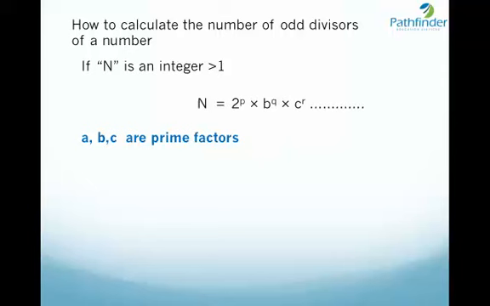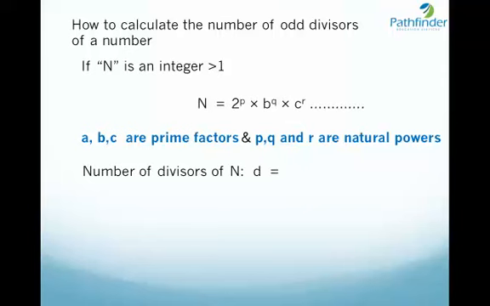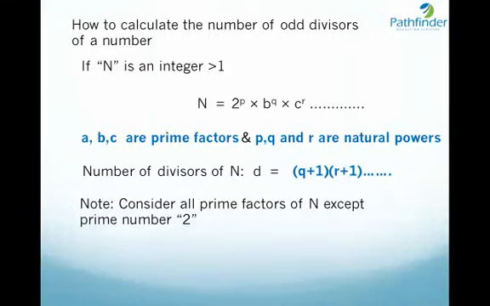Again, a, b, c are prime numbers, and p, q, r are the natural powers of the prime numbers. So the number of divisors of this number is given by q plus 1 into r plus 1 and so on. We should just ignore the prime factor 2 and apply the same formula as we've learned previously and solve such a question. So consider all prime factors of n except the prime number 2, as I've already told you.